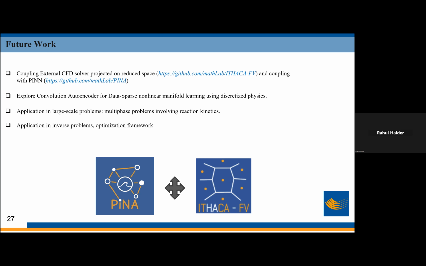And third, I am also involved in industry scale problems like a multi-phase problem with reaction kinetics. And of course, these methods' potential can be realized when we solve these forward solvers like SU2 or OpenFOAM or DAFoam, in the inverse problem, where forward solvers are actually not good enough. So yeah, that's it.